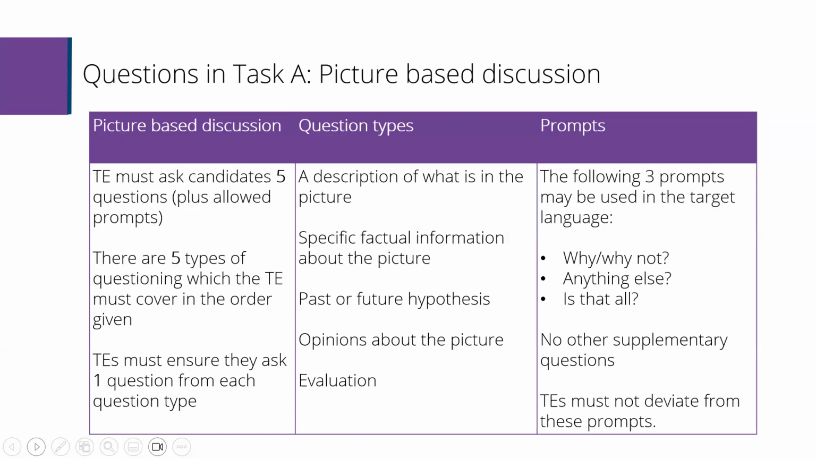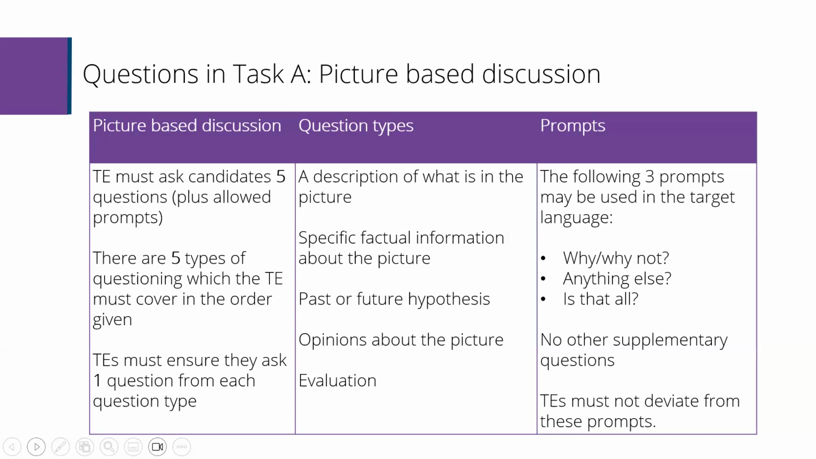You need to ask a question which is a description of what's in the picture. So, tell me what's in the picture. Okay, so the candidates need to describe the picture. And then you need to ask for some specific factual information about the picture. Okay, so what is the boy holding? What is the man doing? Okay, so specific factual information that comes from the picture. And ideally, something that the candidate hasn't already said in their description. So you need to listen carefully.